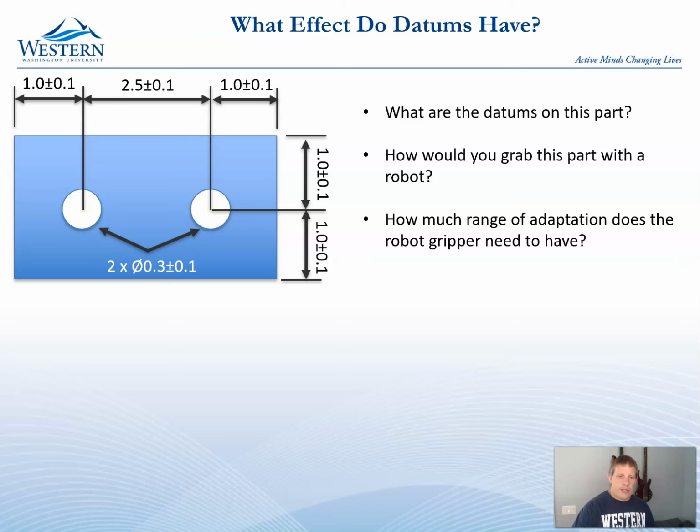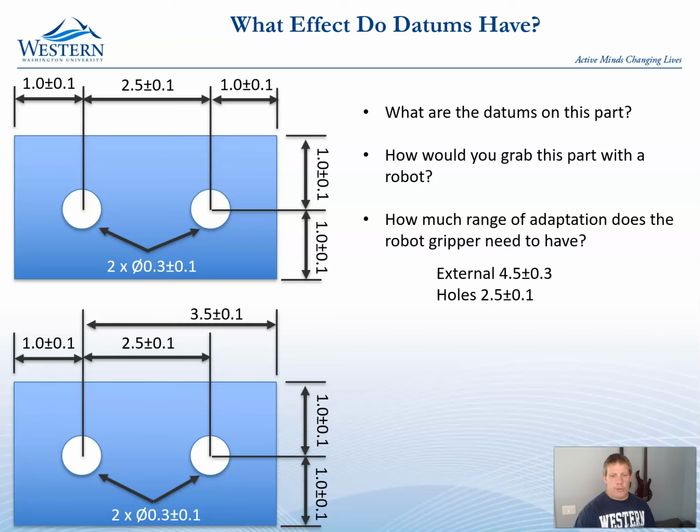So the range of the gripper would have to be pretty huge. So how would we do this better? Well, if we label the part this way, it is clear that the left hole is now the primary datum.